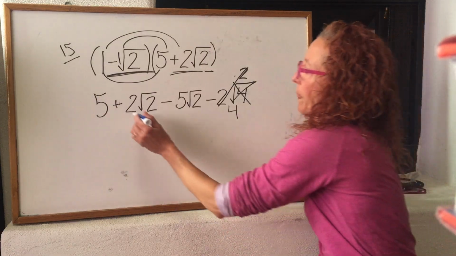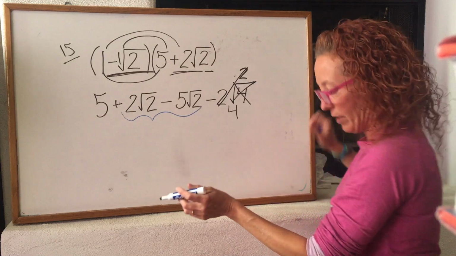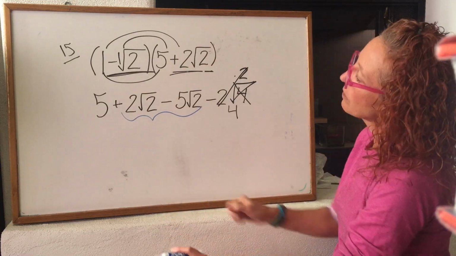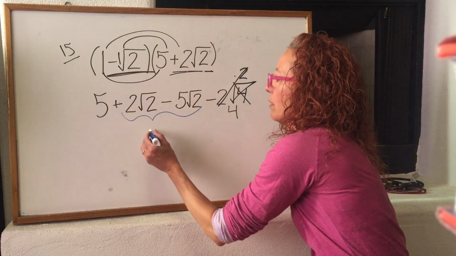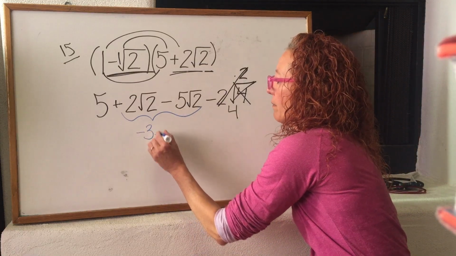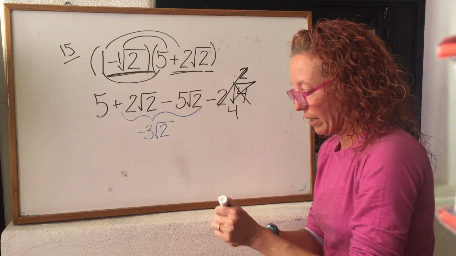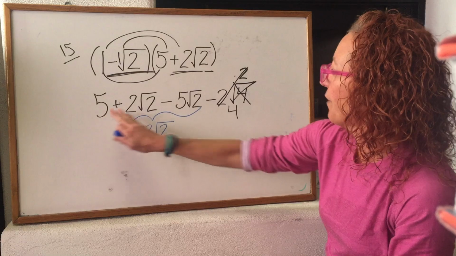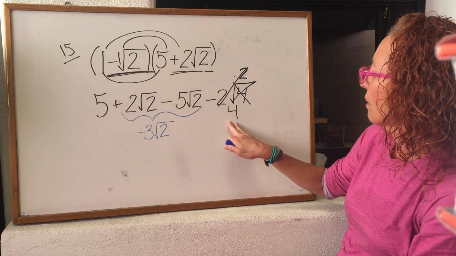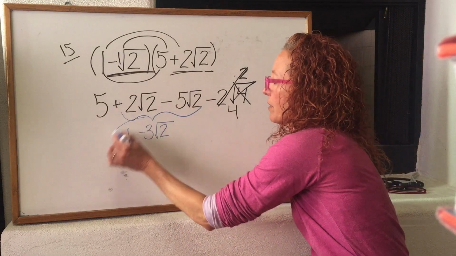Sometimes, not always, there are like terms. So you have a positive 2 radical 2 and a negative 5 radical 2. So that's a negative 3. That radical 2 doesn't change, it just gets tacked on to the end. And that 5 and that negative 4 are like terms. 5 minus 4 is 1.